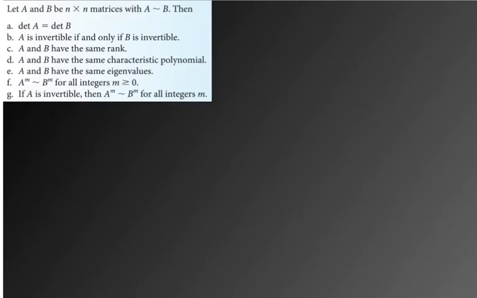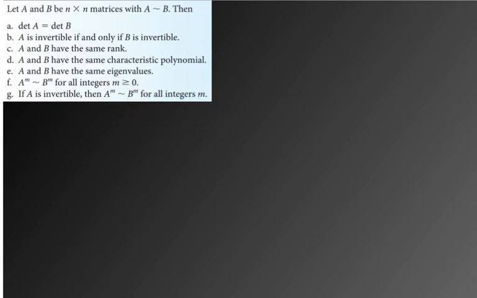So this theorem right here is basically just saying that if you have two matrices that are similar, then all of these things are happening. The determinant of one is equal to the determinant of the other one. If one is invertible if and only if the other one is invertible, they're going to have the same rank, the same characteristic polynomial, the same eigenvalues. A to any power is similar to B to any power for all integers greater than or equal to 0. And if A is invertible, then A to that power is similar to B to that power for all integers.